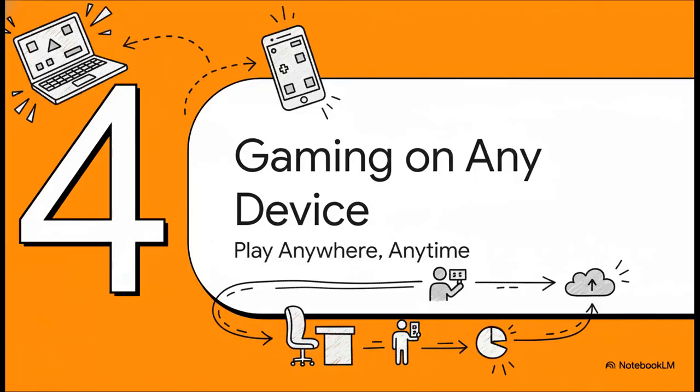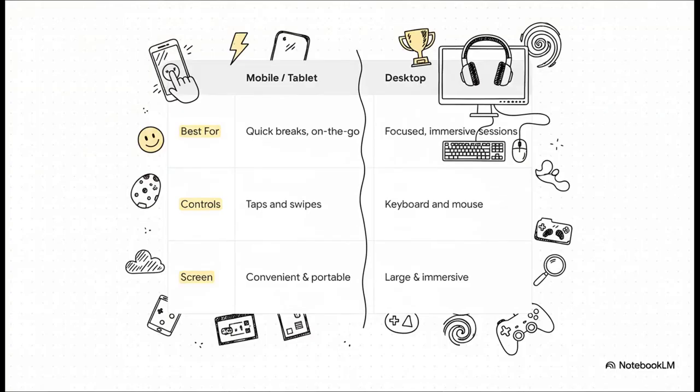Now, one of the best things about web gaming is just how flexible it is. You could start a game on your laptop at your desk, and then later, while you're waiting in line for coffee, you could pick up a totally different game on your phone. The experience just adapts to wherever you are. So how does the experience change between devices? Well, mobile is just fantastic for those quick, casual play sessions. The tap and swipe controls feel totally natural, and it's just so convenient. But for more competitive games, or when you really want to get lost in the game, it's hard to beat that big, immersive screen and the precise controls of a desktop. It's all about using the right tool for the right moment.